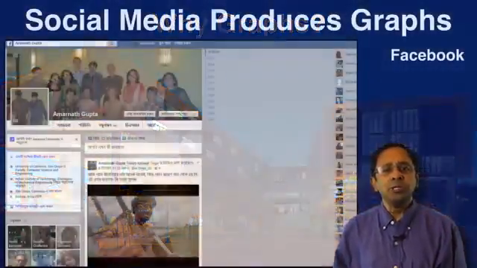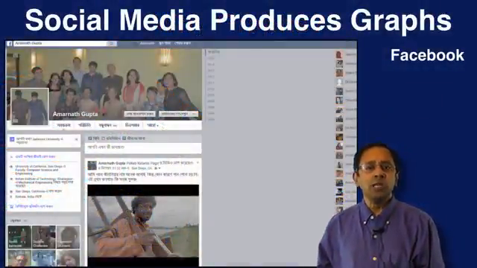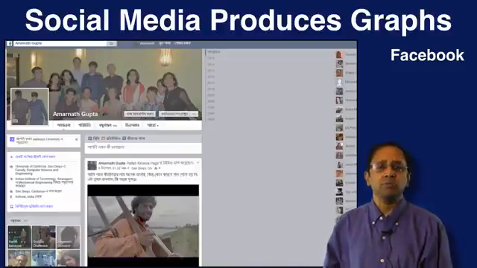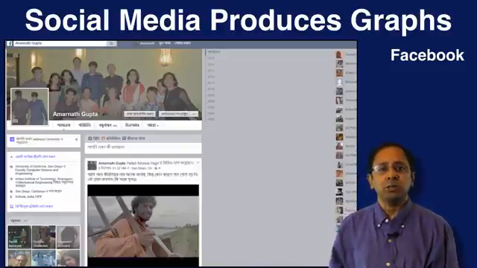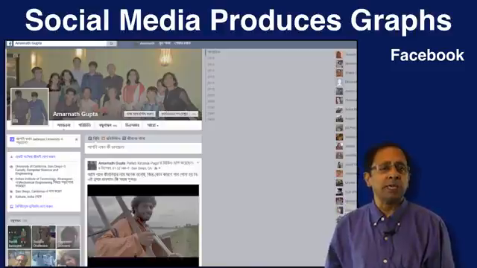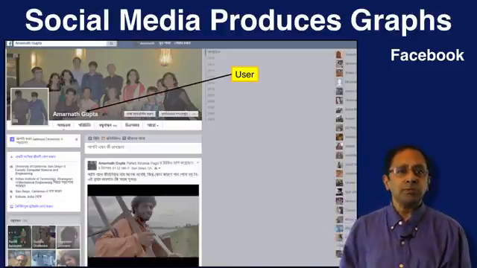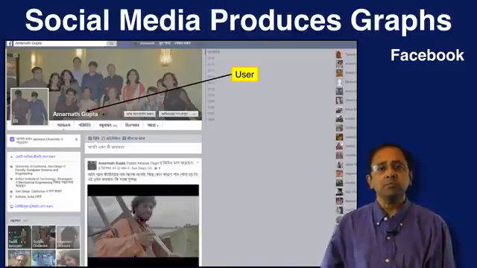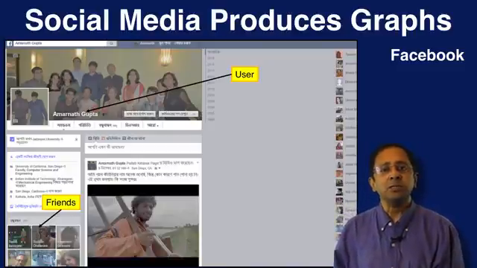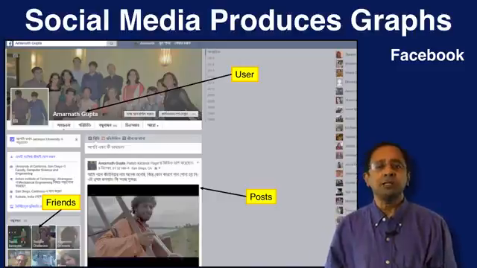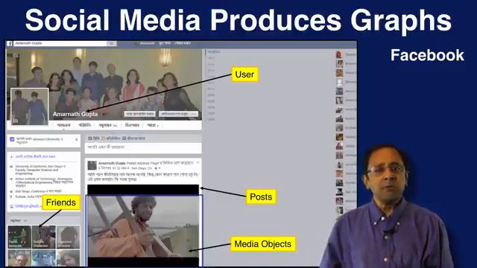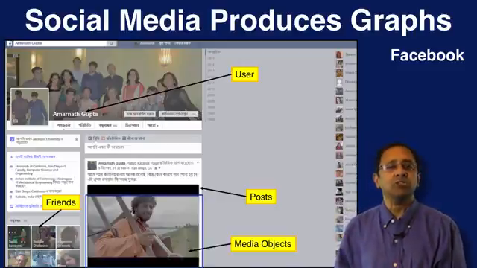Let's start with a graph network which you may already be familiar with, Facebook. Here is my Facebook page. Let's look at it and consider some of the elements it contains. There is a primary user, and that's me. They're my friends. And typically there are some posts, some of which may have media in them, such as video.